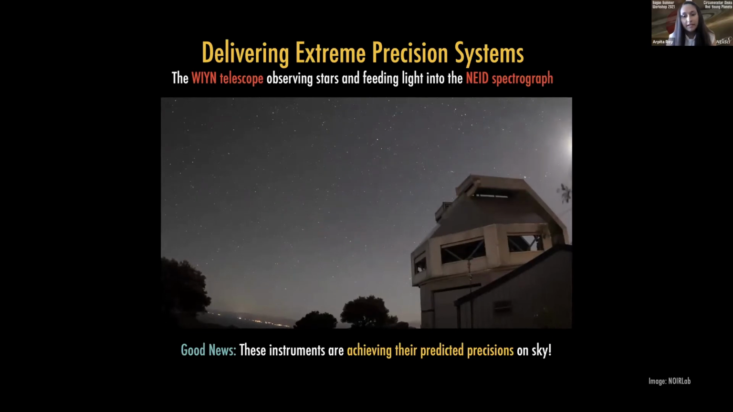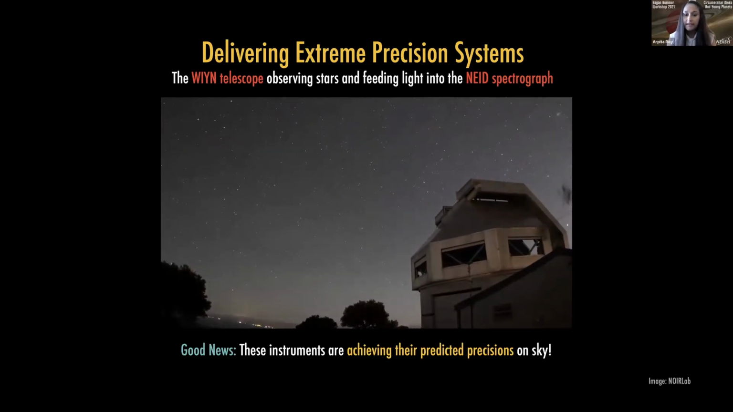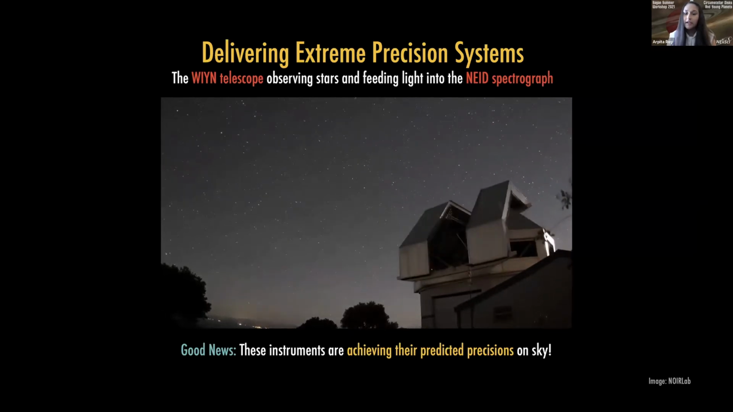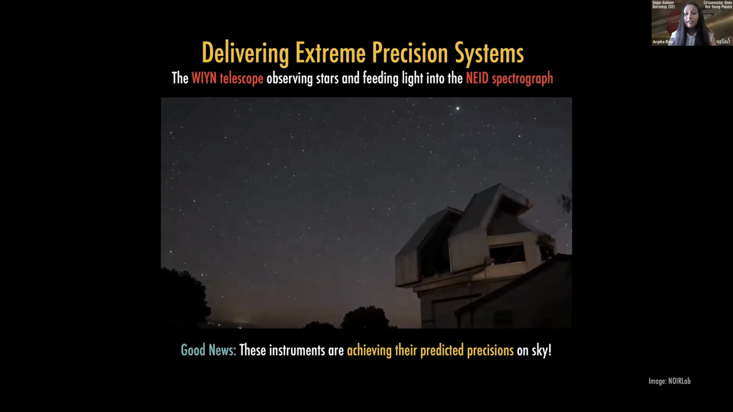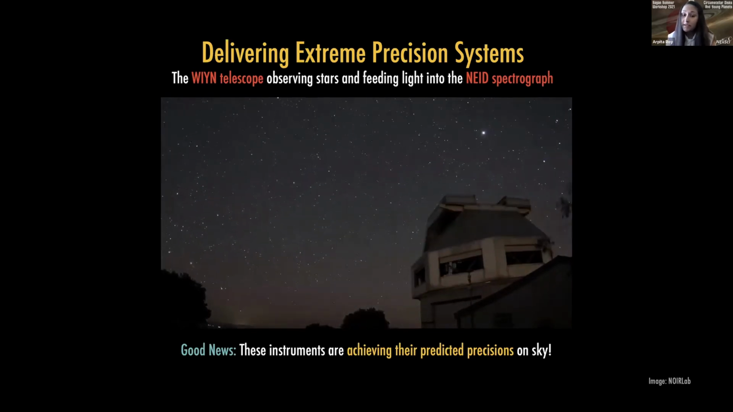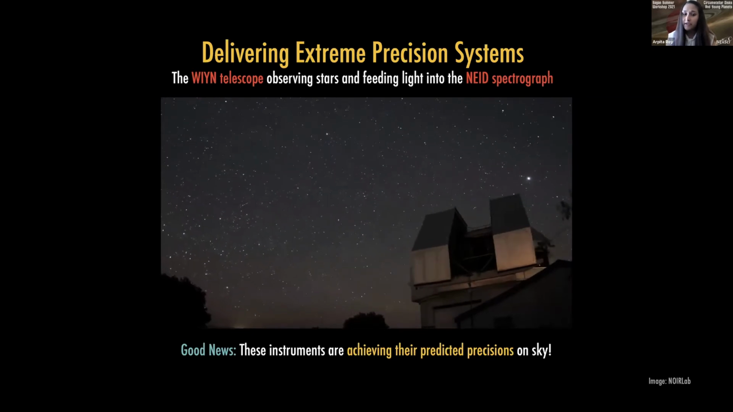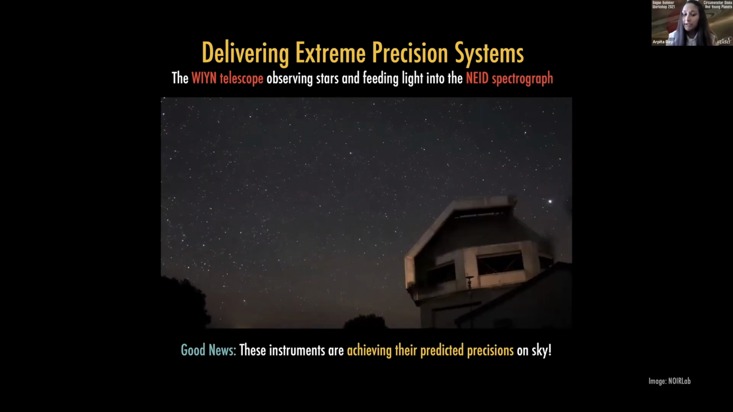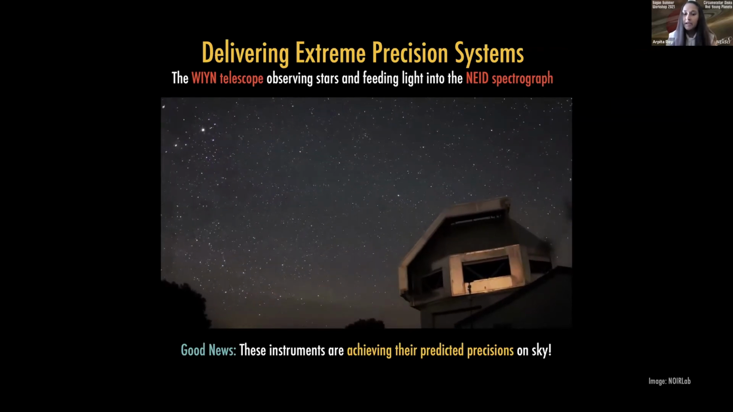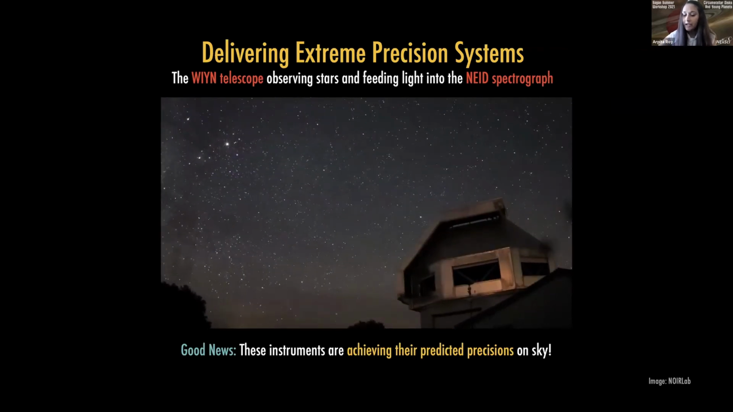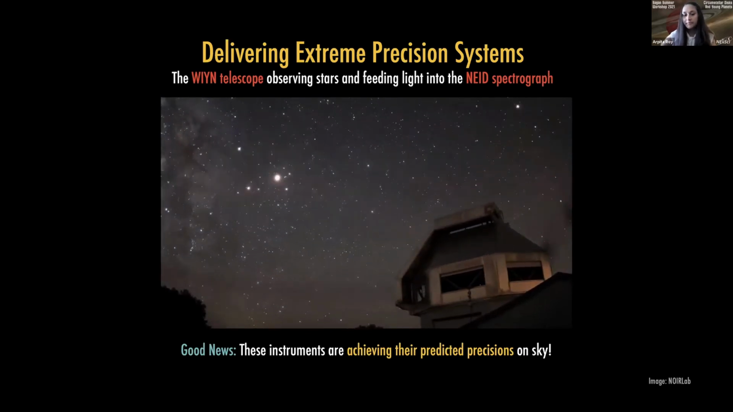Okay, so we've been building these instruments and delivering them to the observatories. This is a little animation showing NEID during commissioning on the WIYN telescope. The good news is that these instruments, which are an order of magnitude better than the last generation, are actually achieving their predicted precisions on sky. So they're living up to the promise and delivering really beautiful spectra and precise radial velocities.